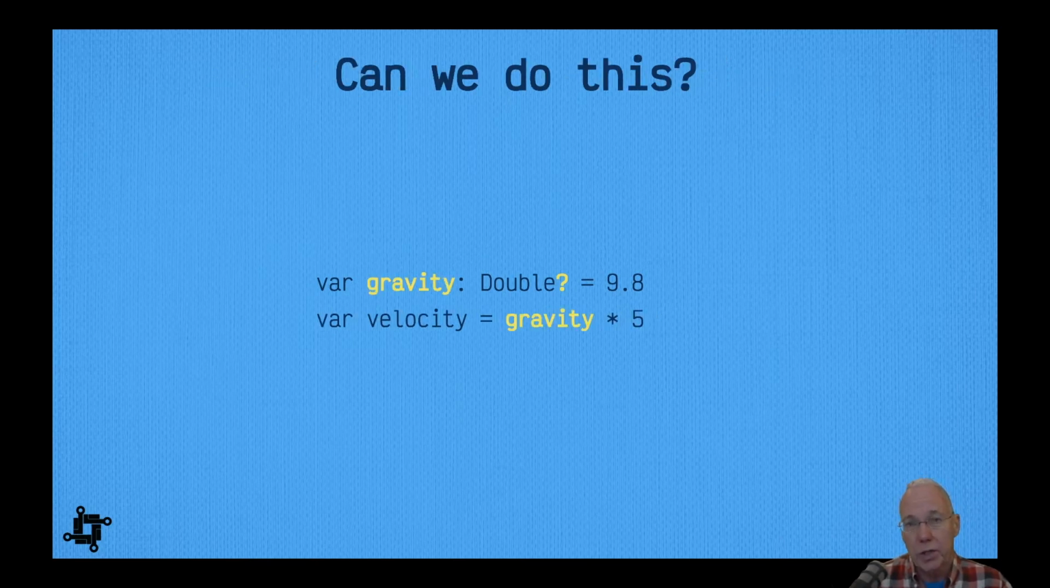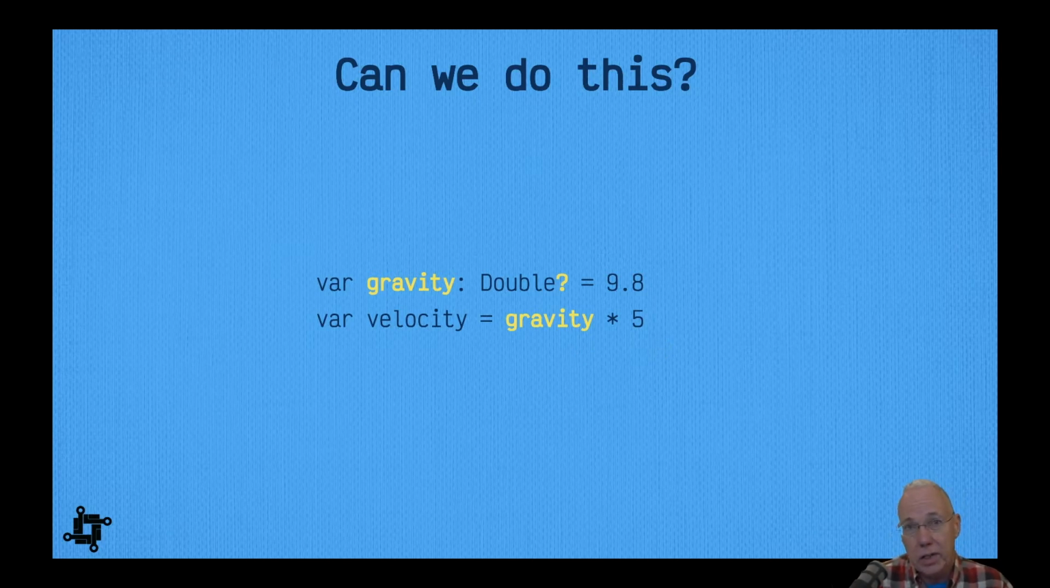So the next question is, can we do this? So we're in a scenario where we have this variable gravity. Double is said to be optional because it has the question mark. And it does have a value here, but let's say we want to calculate a velocity. So what's the velocity after 5 seconds? Well, that would be gravity times 5. So in this scenario, the question is, is this legal?